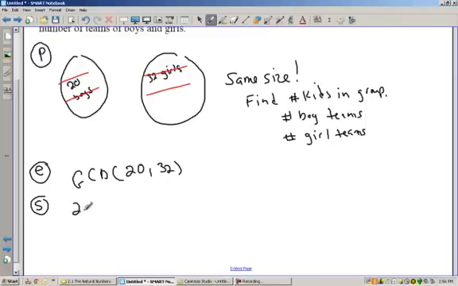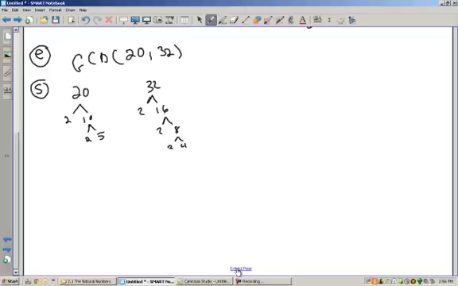The way I solve this is I make a tree of 20, so this is 2 and 10. Make my factorization tree, 2 and 5. Do the same for 32, so 2 and 16, 2 and 8, 2 and 4. I'm running out of space here. Let's extend the page a little bit. 2 and 4 and 2 and 2.